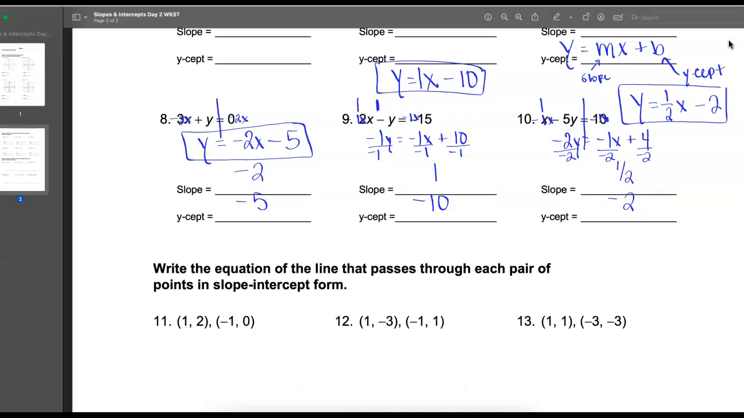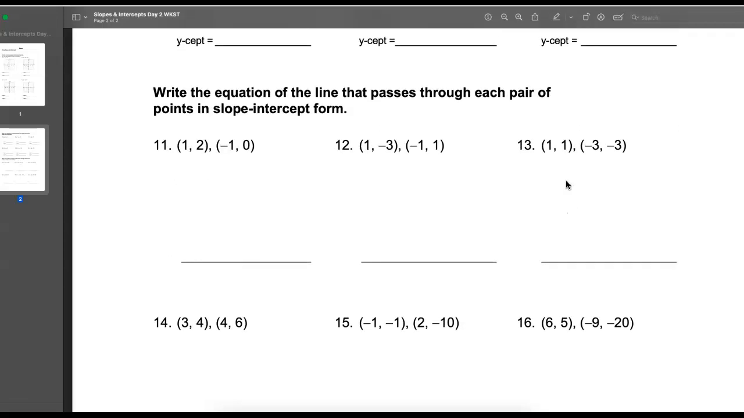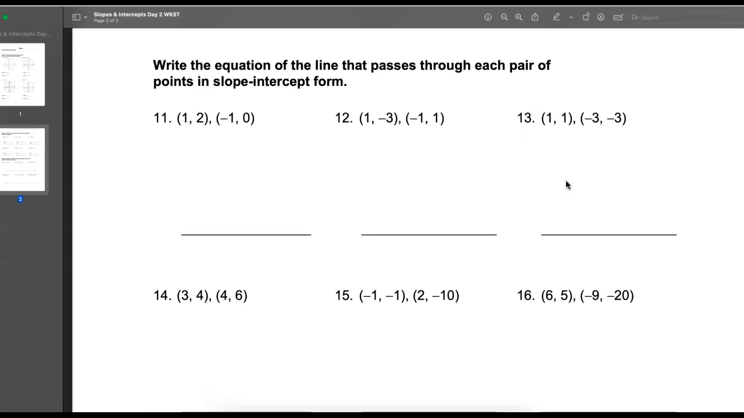Okay, so before lunch, you worked on a few of the problems that we did yesterday. That was all review stuff. Now, at the bottom of the purple worksheet, there's 6 more problems, but they look a little different. It says, write the equation of the line that passes through each pair of points in slope-intercept form. So now, instead of giving you an equation and asking you to rewrite it, I'm giving you 2 points and I'm asking you to come up with the equation. Okay, so that's what we need to learn how to do. Now, it's really not that bad.